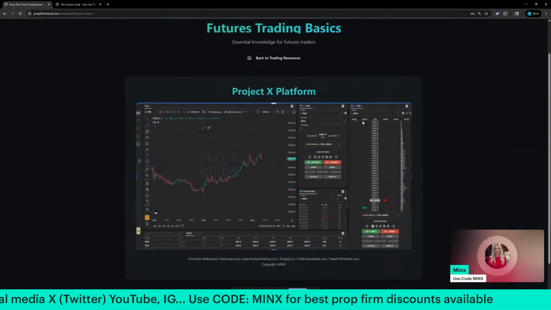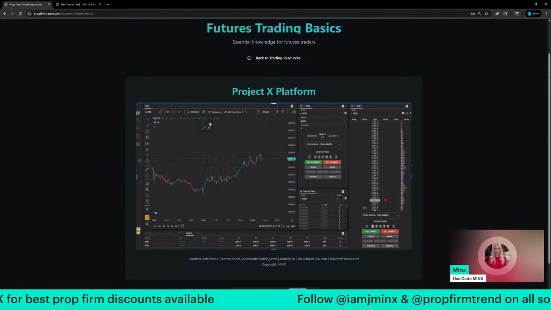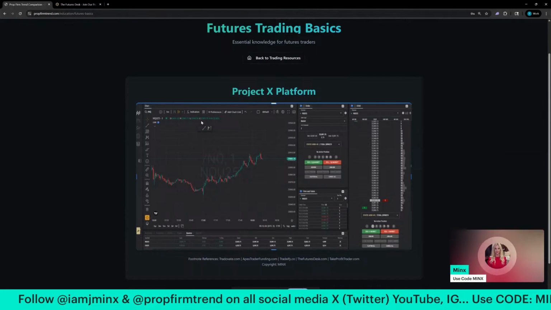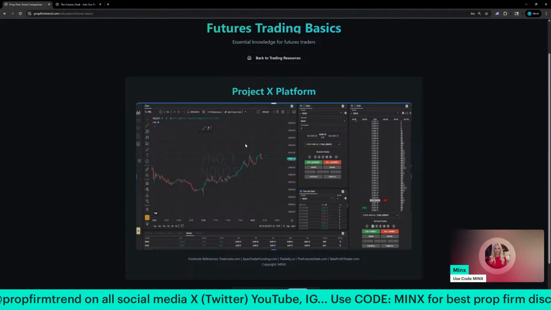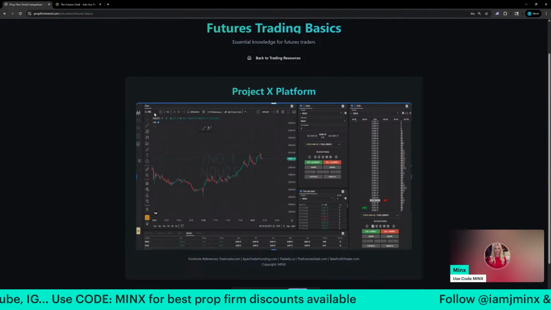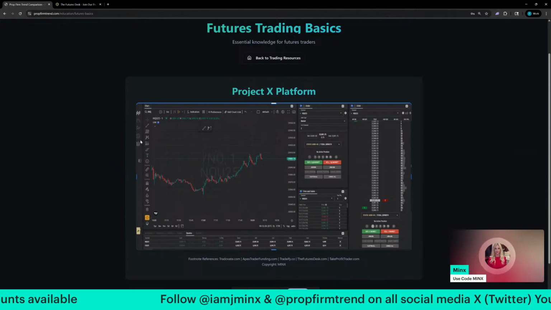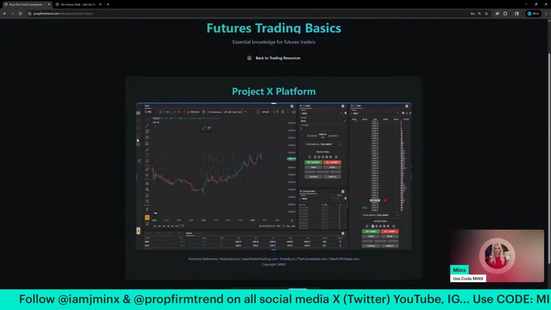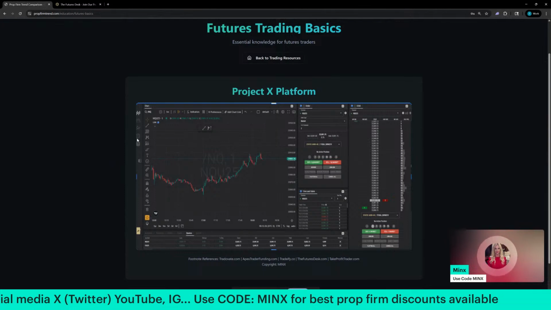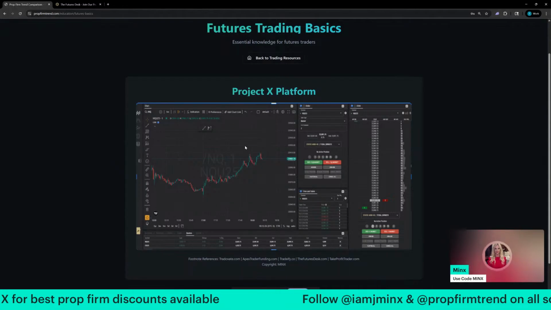Back here. Okay, so this is what the platform looks like for Project X. For example, if you go to Top Step, it's Top Step X. If you go to the Futures Desk, it's going to be called TFDX or whatever. It looks just like TradingView. Up here, you would input NQ or ES or MES, whatever you're trading. On the left, they've got a little settings button here, and you can set up your copy trading. So if you get multiple accounts, with one click, one chart, it's going to copy it in all of your accounts.